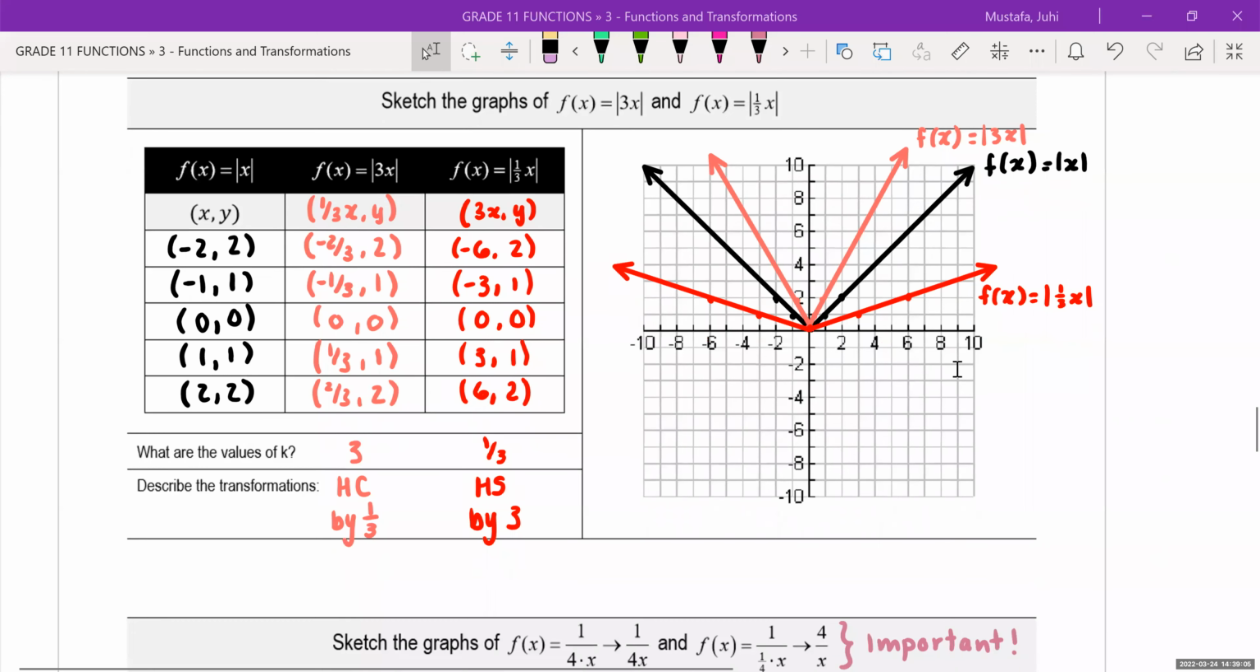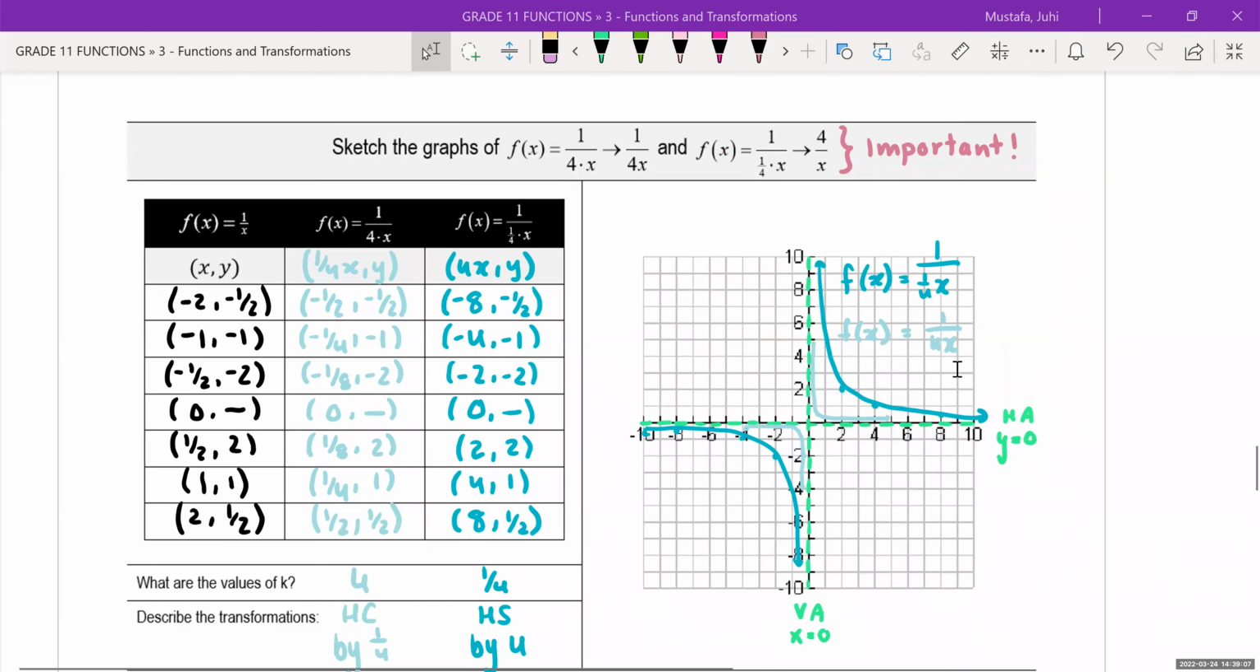All right, and the last graph, you guys, this is the rational function with a horizontal stretch and compression. Now, I've kind of shown you 2 different ways to write it. The second way I find is a little confusing, but I just wrote it there just so you can see that it can look many different ways. But basically, I like to consider it to be 1 over 4x or 1 over a quarter x.